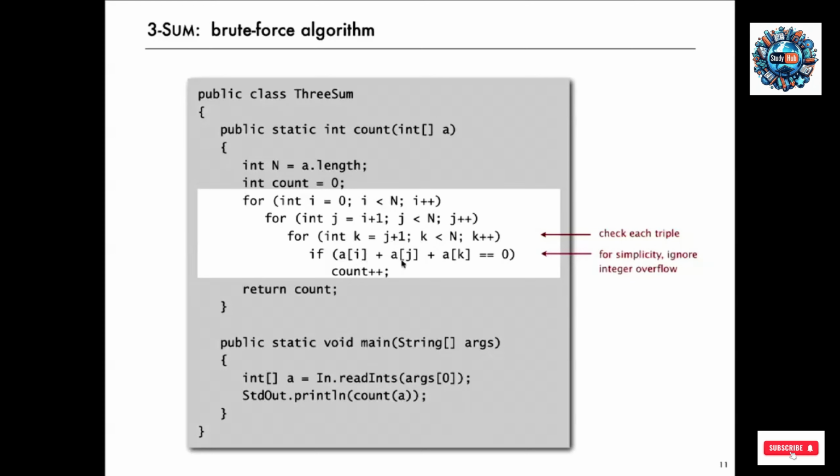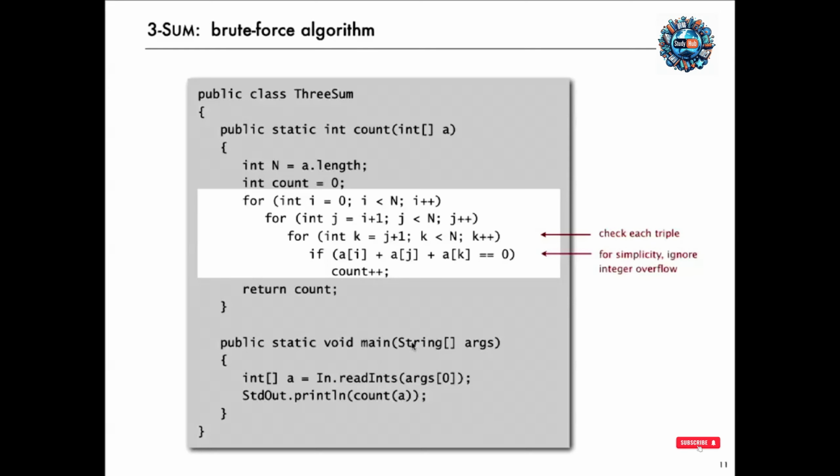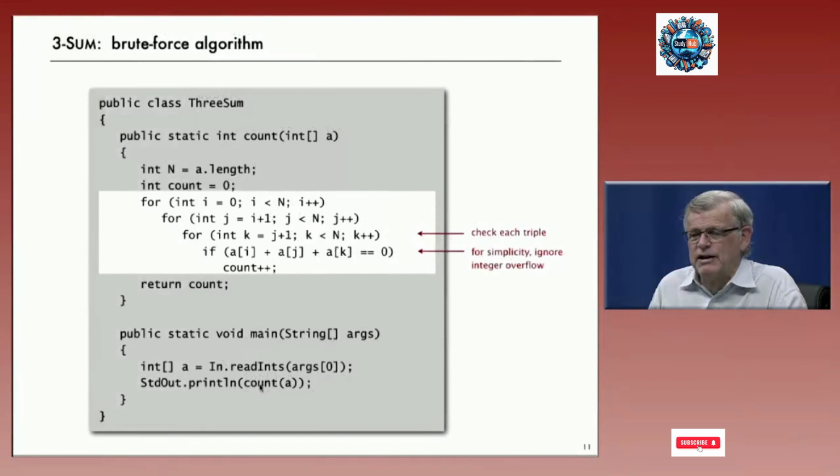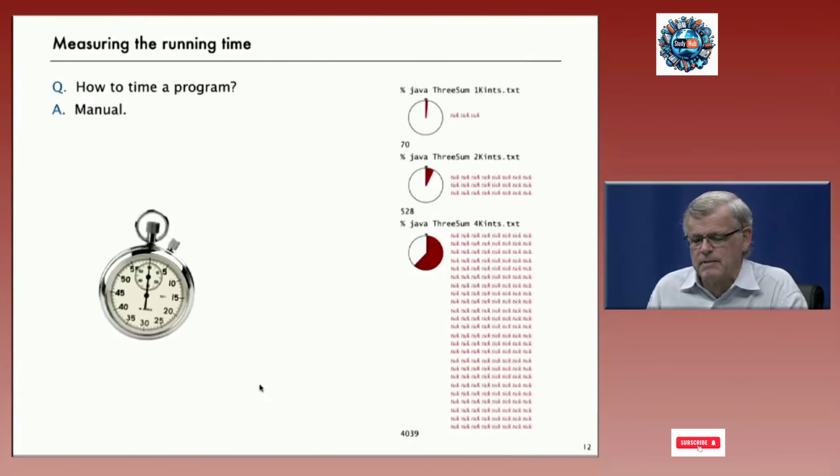And then if ai plus aj plus ak equals 0, we increment the count. And after that triple for loop, we return the count. And then the main method in this simple class just reads in all the integers and prints out the count. So that's a brute force algorithm that is a fine method for solving the three-sum problem. Now what we're interested in is how much time does this take as a function of n?